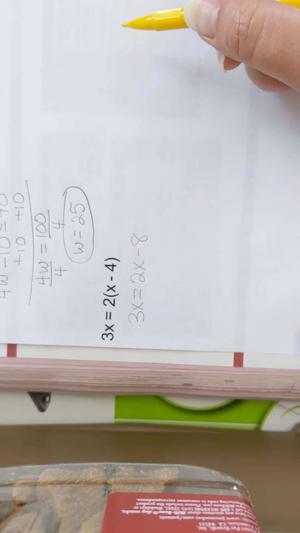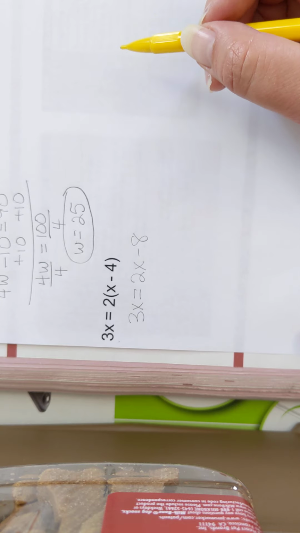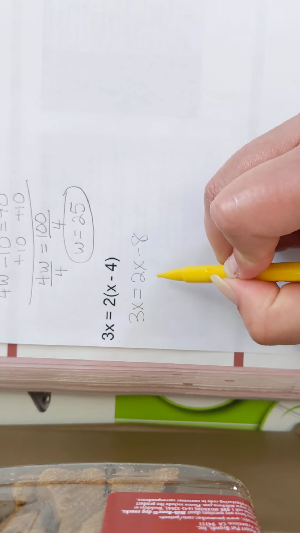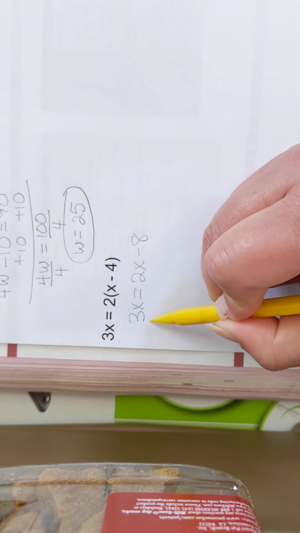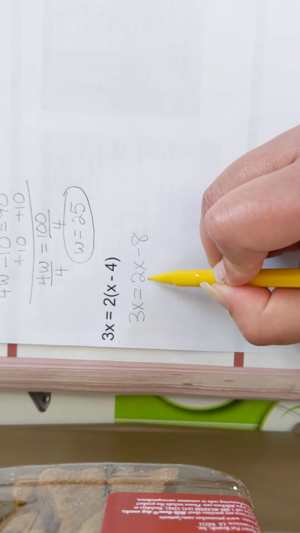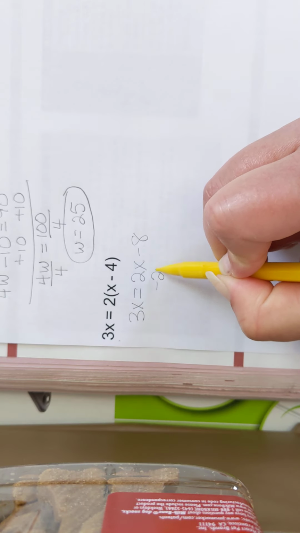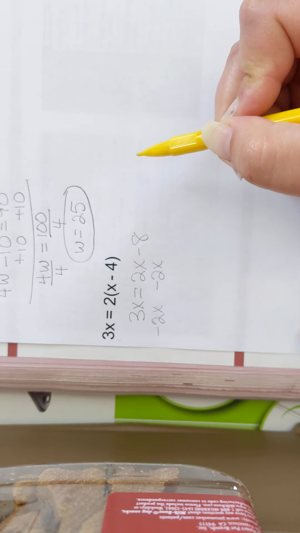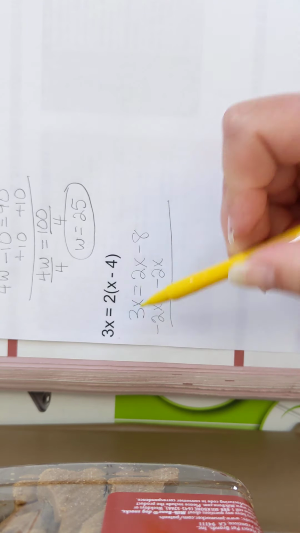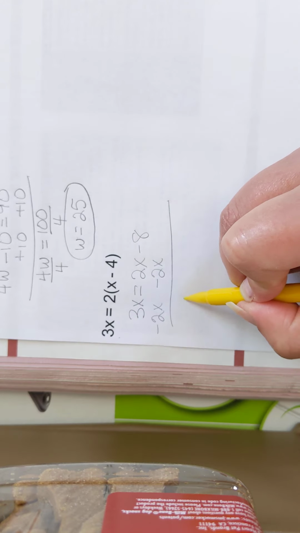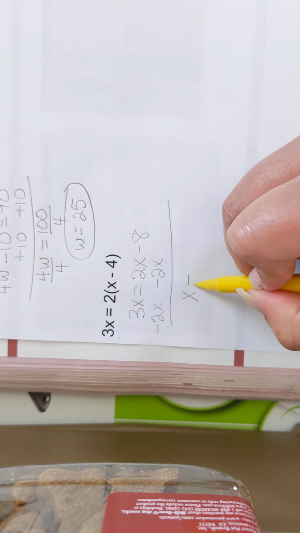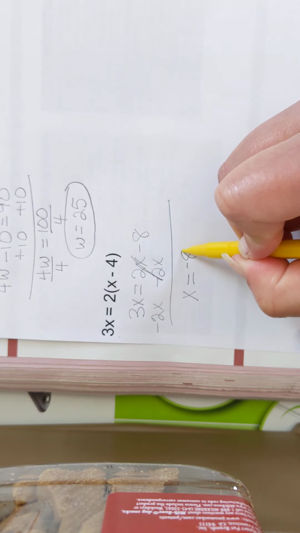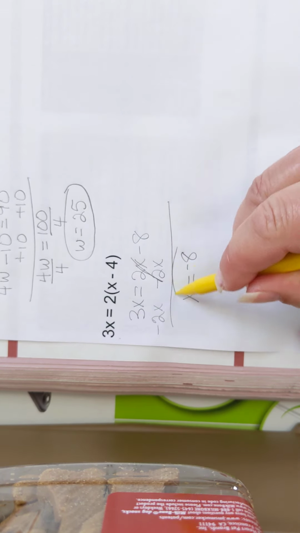Okay, now I have to get those variables on one side. So I usually like to move them to the left-hand side. That's just force of habit. So let's move these x's over to this side. Well, I have a positive 2x here, so I have to subtract 2x. I also have to then subtract 2x on the left-hand side. So 3x minus 2x just gives me an x equals, those are going to cancel out, and I have negative 8. So x equals negative 8.